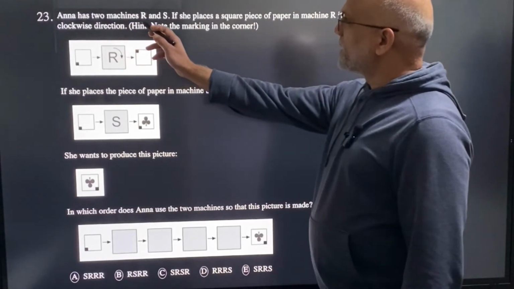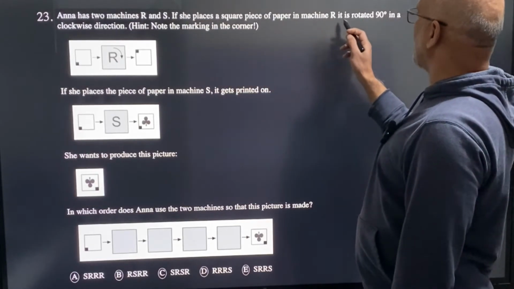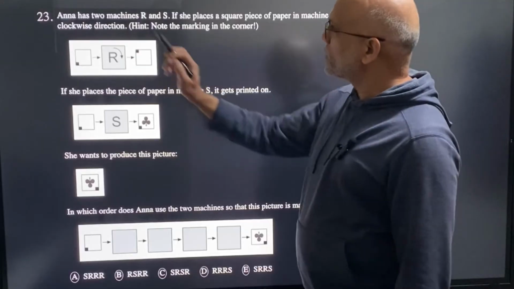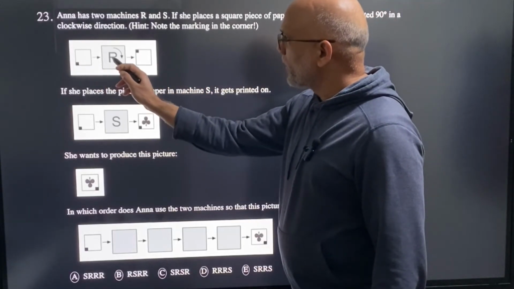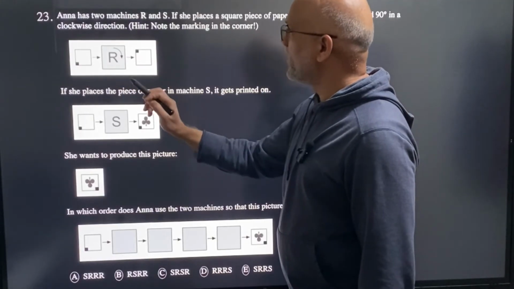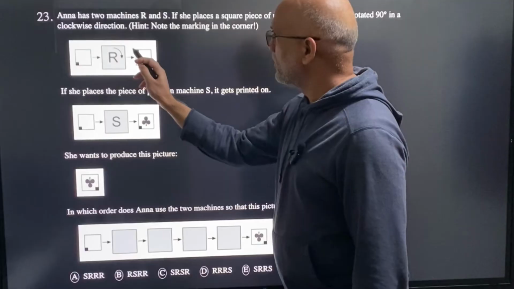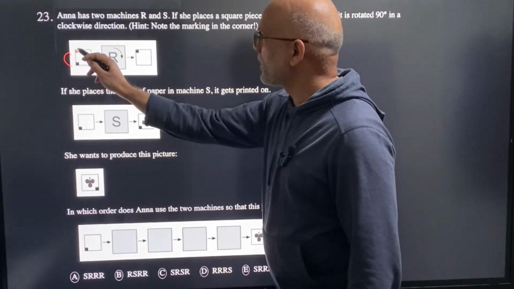Anna has two machines R and S. If she places a square piece of paper in machine R, it is rotated 90 degrees in a clockwise direction. All right. If I put a piece of paper through the machine R, it gets rotated clockwise 90 degrees. You can see this dot ends up being here, 90 degrees here, right? Here, this dot ends up being here.